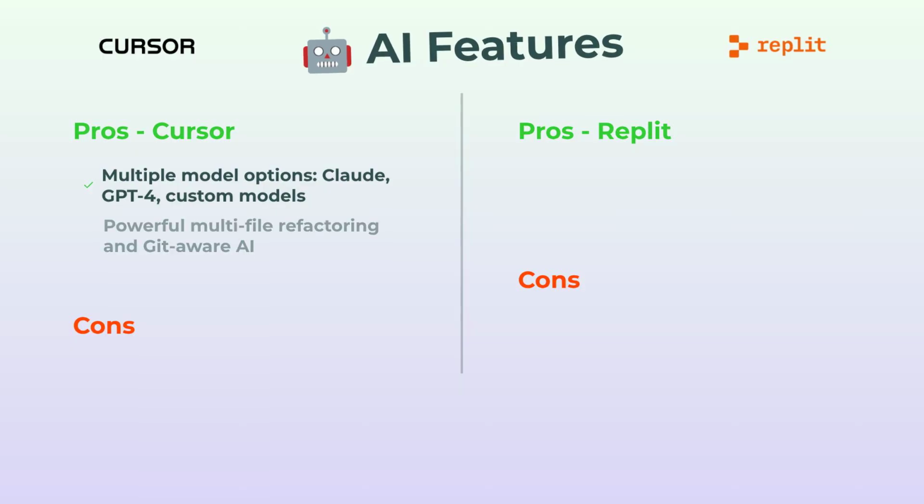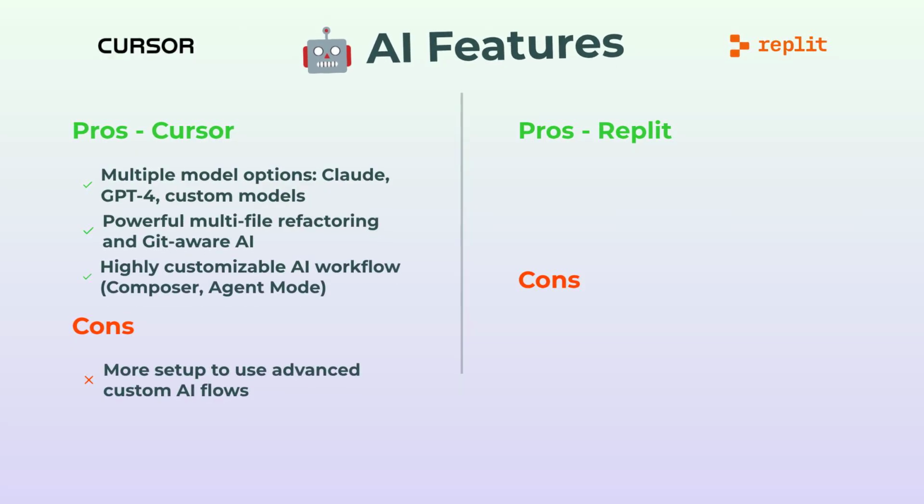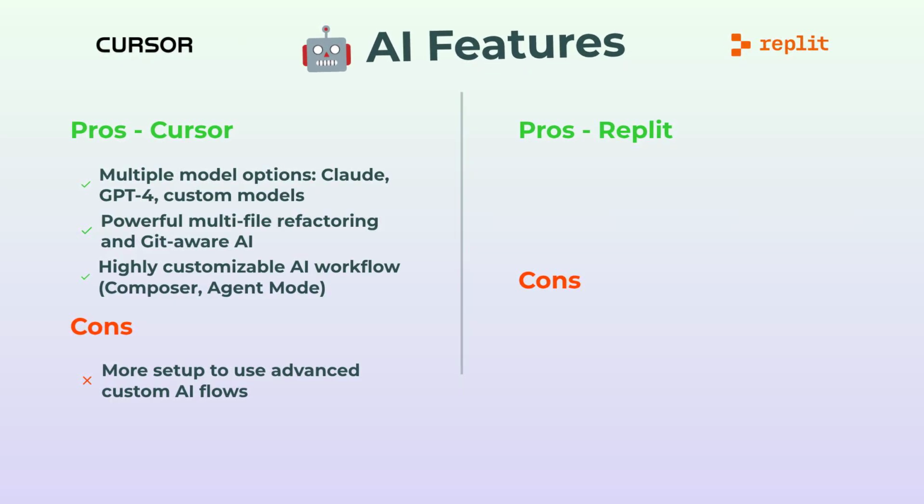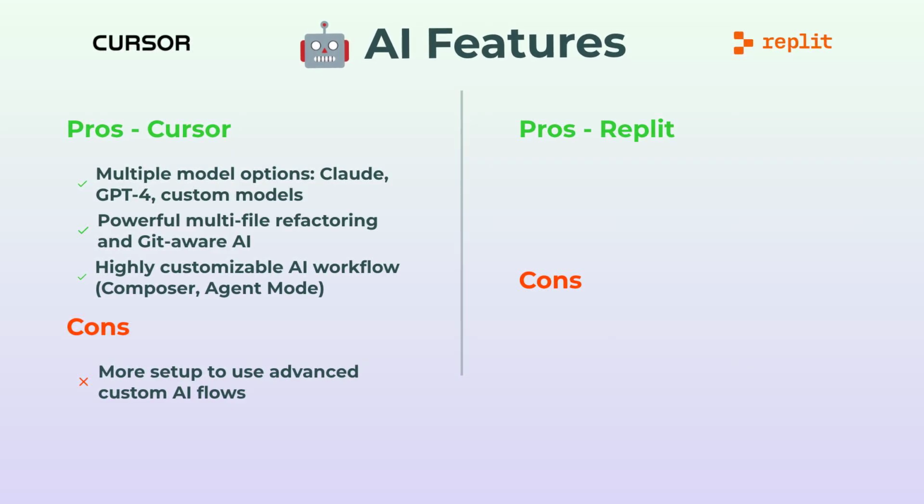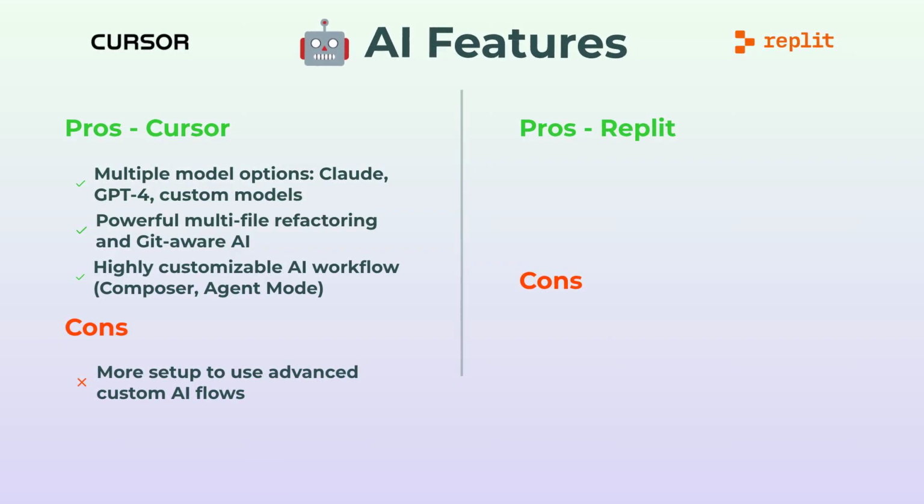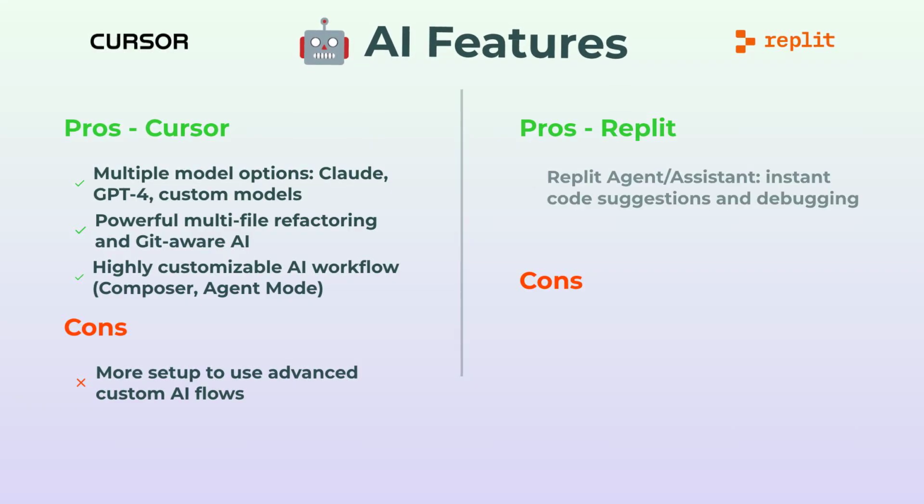AI features? Oh, and here's something cool. Cursor goes wild with AI. You can plug in Claude, GPT-4, even your own models if you're feeling spicy. The stuff it can do for multi-file refactoring, like slicing up your code with a side of Git smarts, that's just powerful. They have this whole agent mode thing for custom workflows, but I'll be honest, setting it up can take a second. It's not magic out of the box.